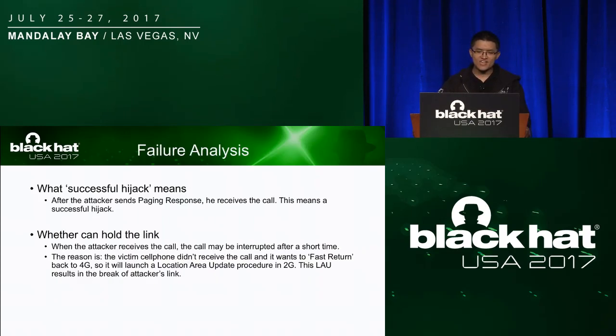Why does such a difference exist when we attack different cell phones with different chipsets? Here we want to clarify the definition of a successful hijack. If an attacker sends a paging response and receives a call, we call this procedure a successful hijack. But this doesn't mean we can use and keep this link to do something evil. The call we hijacked might be interrupted for some reason. After we tested and analyzed, the major reason causing this issue is the chipset manufacturers' implementation of the fast return procedure of the 4G network. If the victim's cell phone didn't receive the call, it will launch a location area update procedure in 2G and finally lead to the failure of our attack.